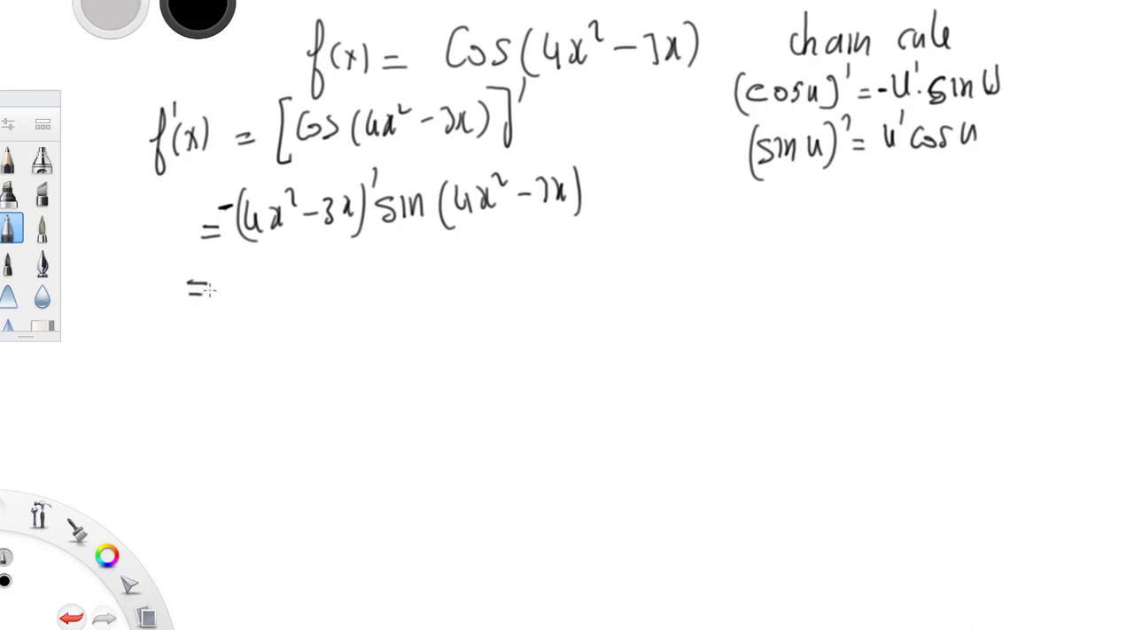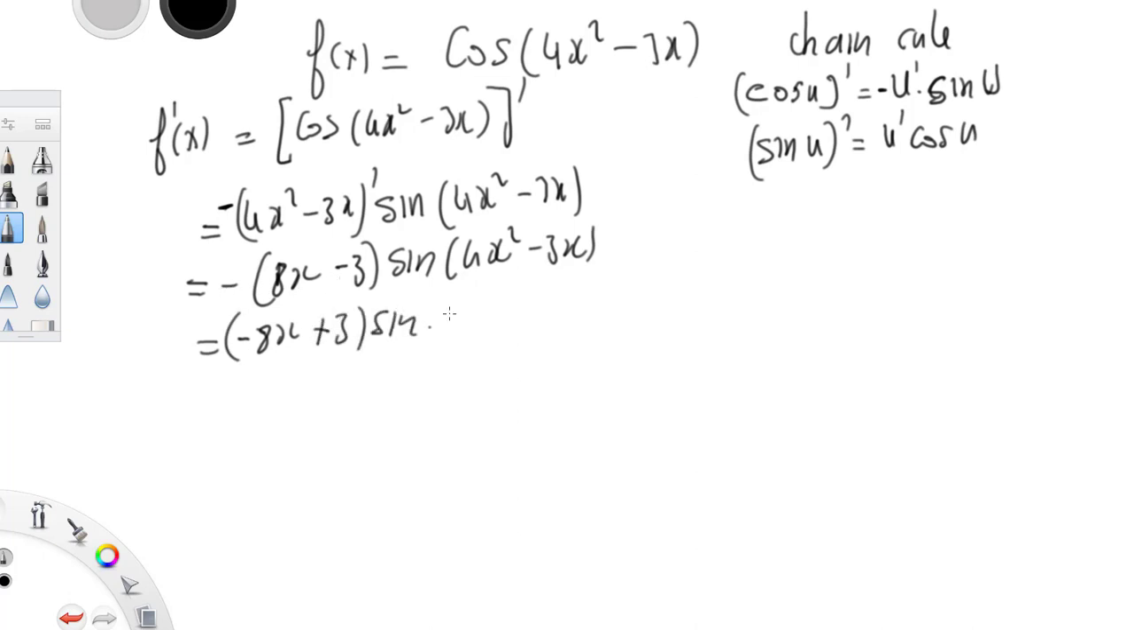So now, what is the derivative of 4x squared minus 3x? You do 2 times 4, which is 8x, and the derivative of 3x is 3, so you have negative 3, times sine of 4x squared minus 3x. Now, if you want, you can put the negative inside, which will be negative 8x, and negative times negative will be positive 3, times sine of 4x squared minus 3x. And this is the derivative of the function cosine of 4x squared minus 3x.